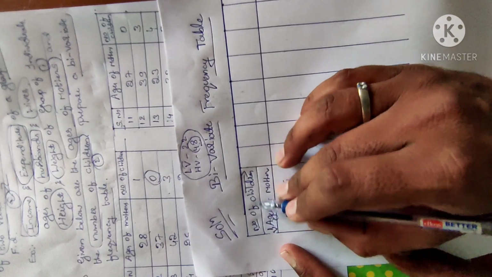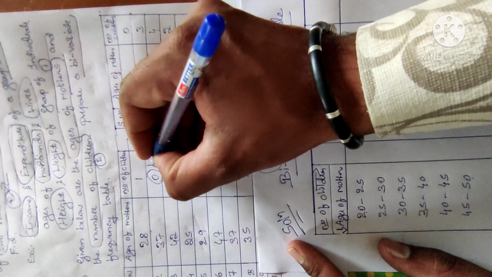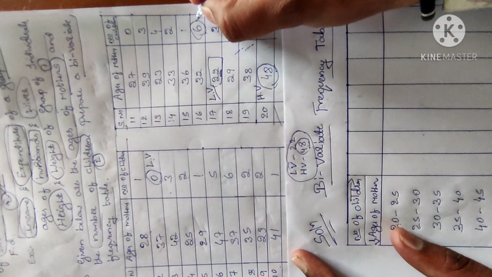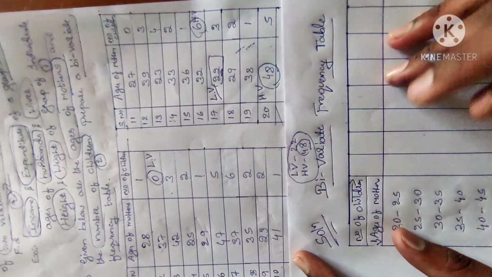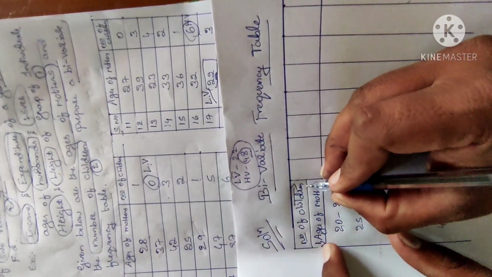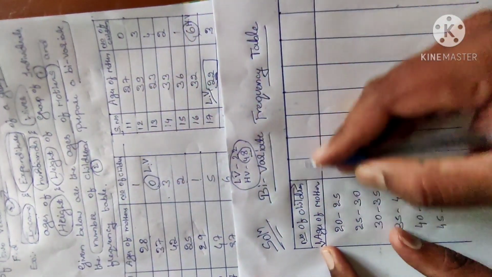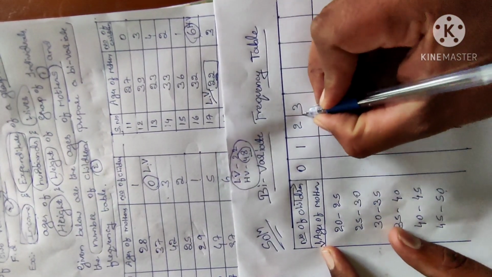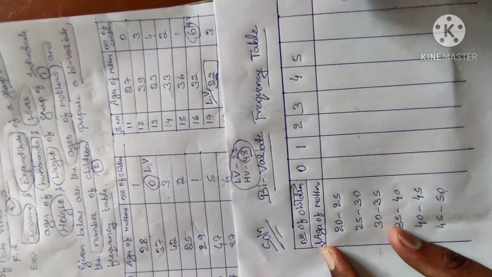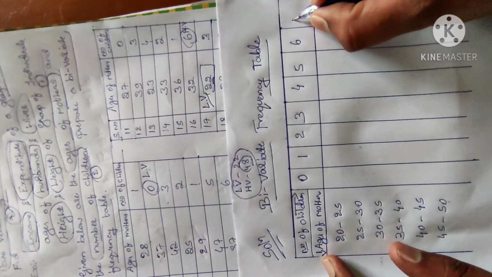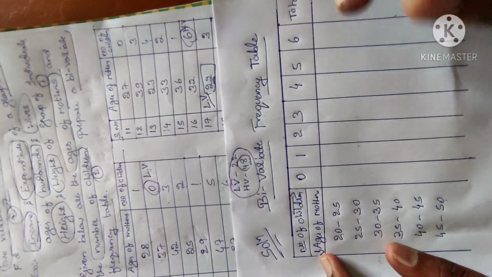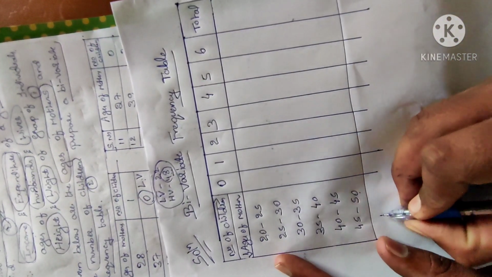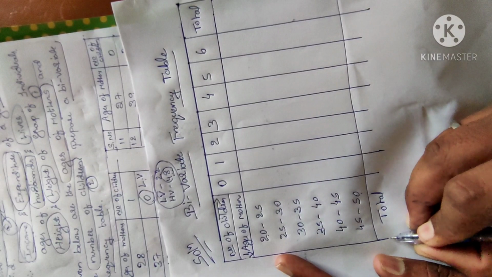Next we should identify the number of children. The minimum value in number of children is 0. The maximum value, the highest value, is 6. So I will record the number of children in a row: 0, 1, 2, 3, 4, 5, 6. Finally, total. Here also we will make a total.